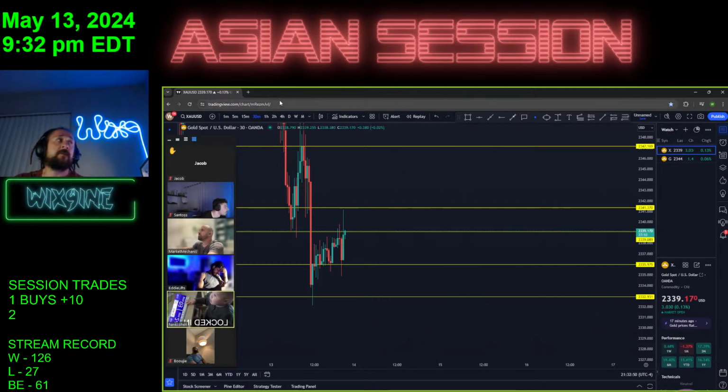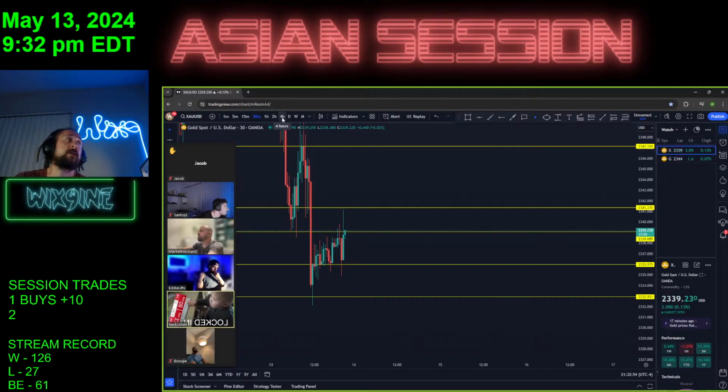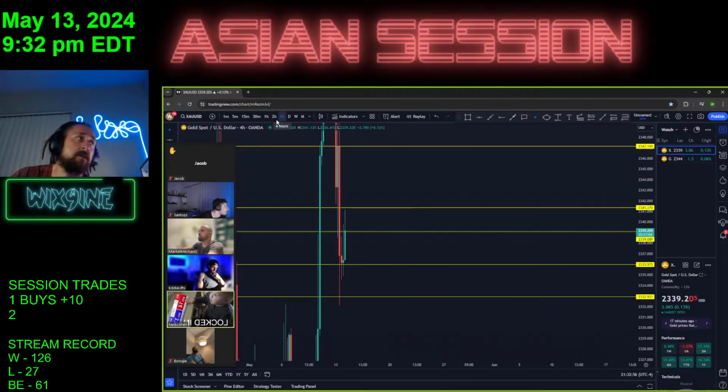Previous 4 hour, no bottom wick. That means we never grabbed orders below there. The current 4 hour? It means we didn't grab orders below there.